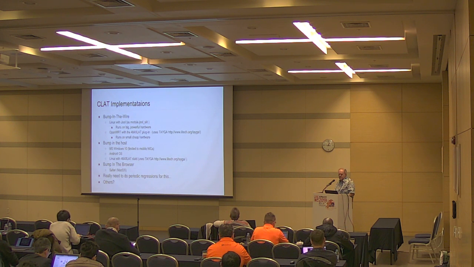We've kind of covered this, but we're using Linux with Jool, OpenWRT with the 464XLAT plugin, which uses Tayga, which is simpler than Jool, but it can do this, and it runs on small, cheap hardware, which, if that's what you need, it's what you need. I think it's not using Tayga. Isn't it?